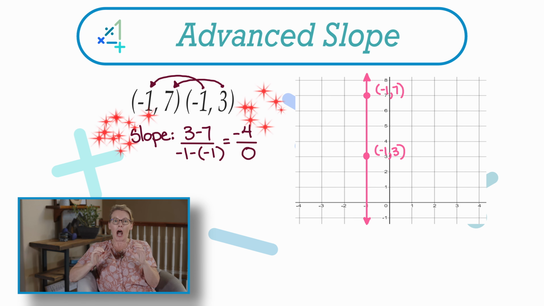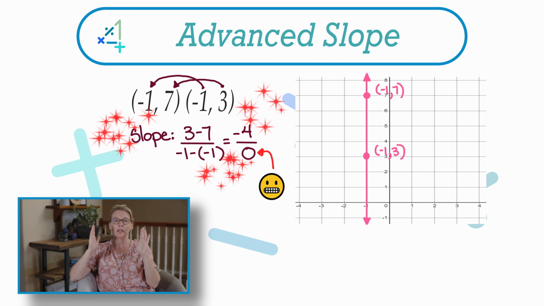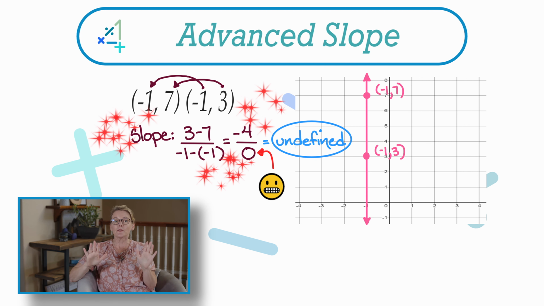Alert, alert! Thou shalt never divide by 0. It is a math impossibility. It never works. So this slope and the slopes of all vertical lines are undefined. That type of ski slope would be impossible to ski. So that's another way to remember undefined.